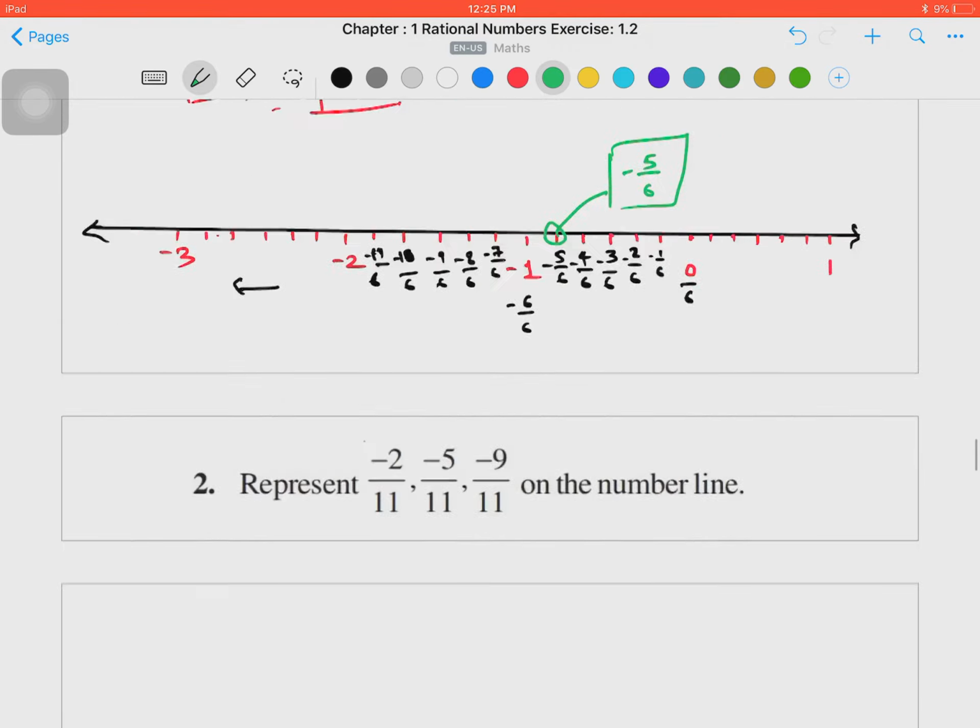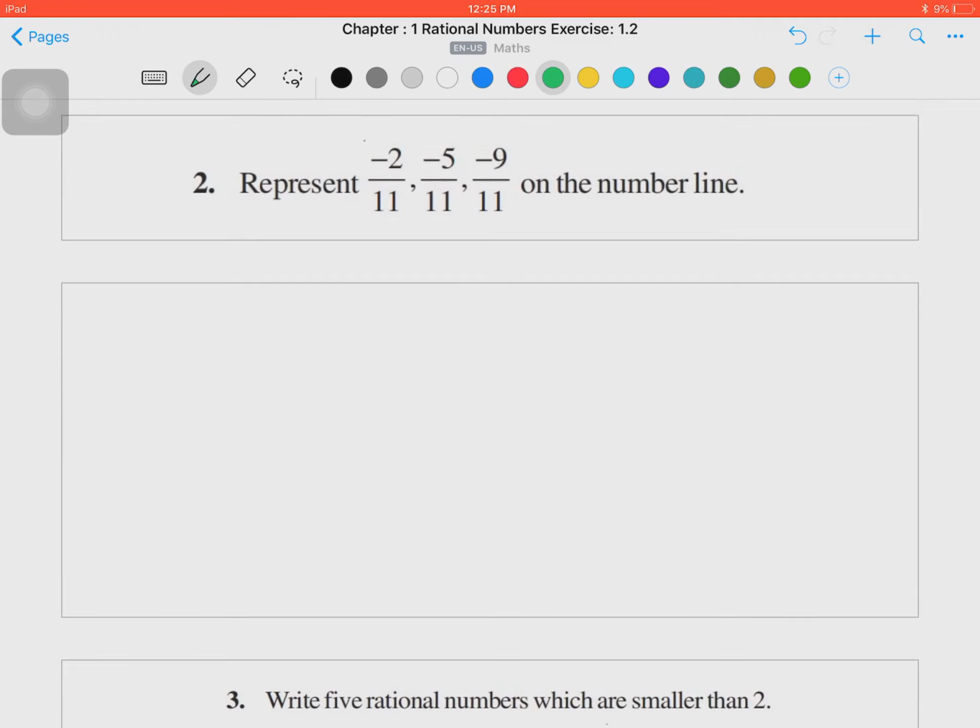Moving ahead, we have the second question, which is represent. Now we are given three numbers. The first number is minus 2 by 11, minus 5 by 11, and minus 9 by 11.